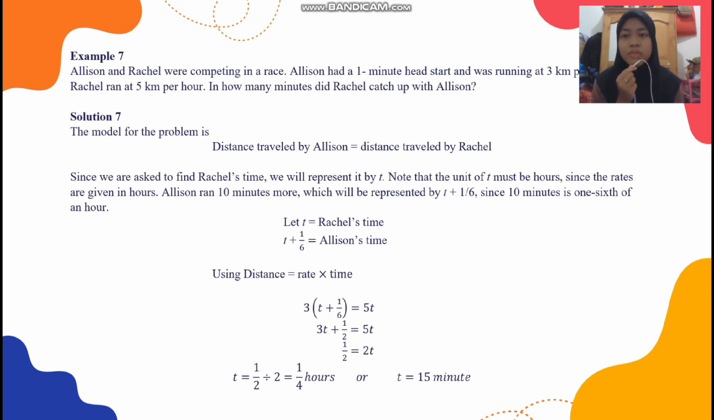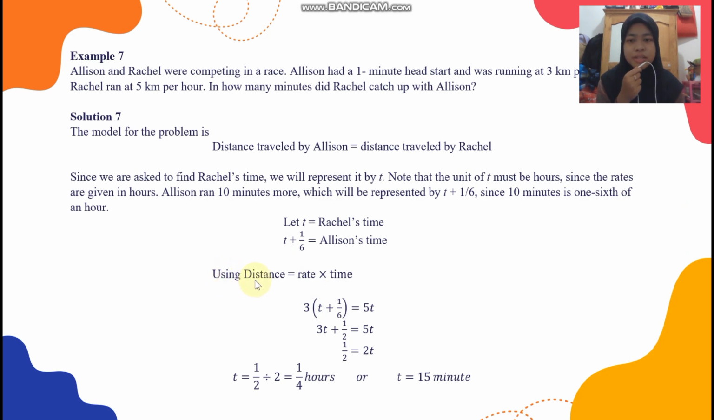And the solution: the model for the problem is distance traveled by Allison equals distance traveled by Raquel. Since we are asked to find Raquel's time, we will represent it by t. Note that the unit of t must be hours, since the rates are given in hours. Allison ran 10 minutes more, which will be represented by t + 1/6, because 10/60 is 1/6. Since 10 minutes is 1/6 of an hour, let t equal Raquel's time and t + 1/6 equal Allison's time.